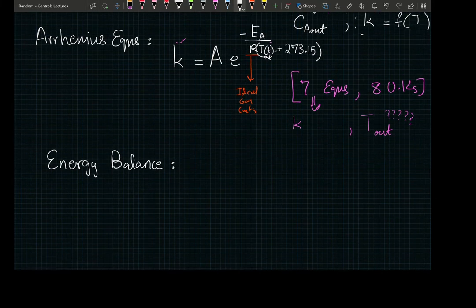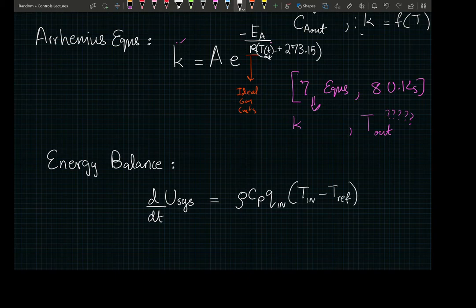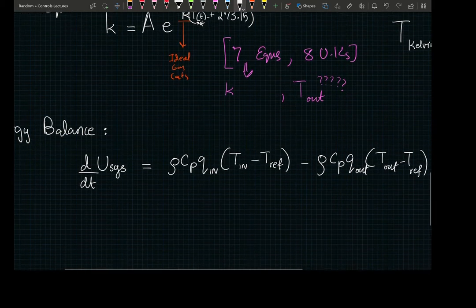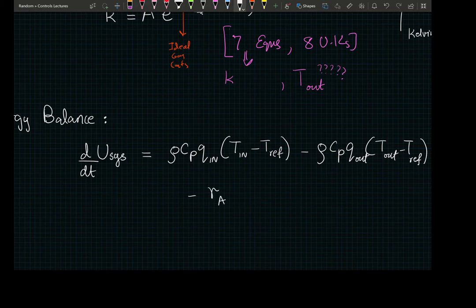Now the energy balance, this is just going to be the rate at which the internal energy of the system is changing, and that shall equal the rate of enthalpy flow into the system, rho Cp times the inlet flow rate, just to make sure our units are correct, rho Cp Q in times (T in minus T reference), minus Q out, rho Cp Q out times (T out minus T reference), and the enthalpy term due to the reaction.